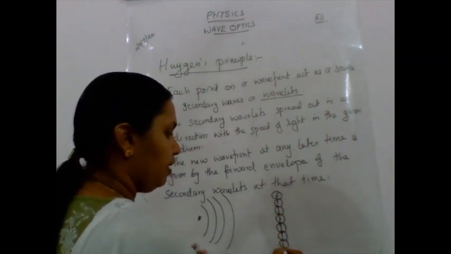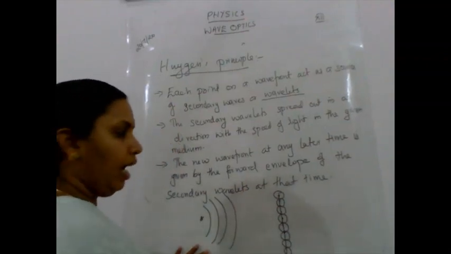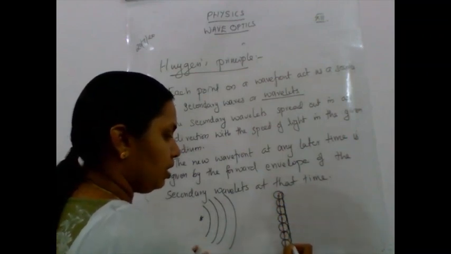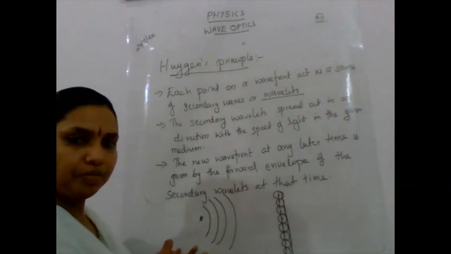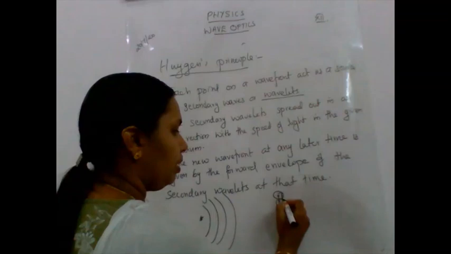Wavelets are produced from each source. Many will be there. Joining all the points at the same state of vibration, that is the forward envelope. So this will be the next wavefront.